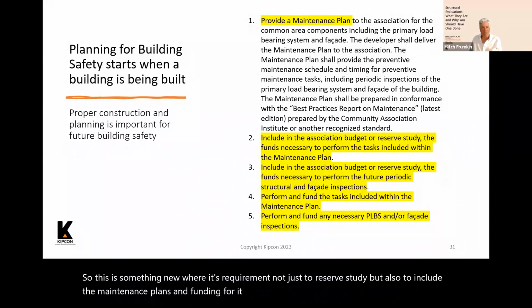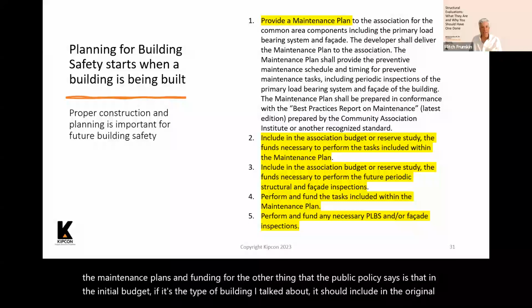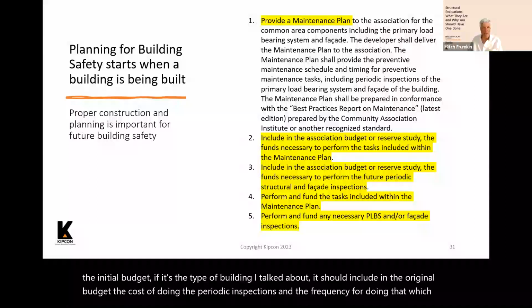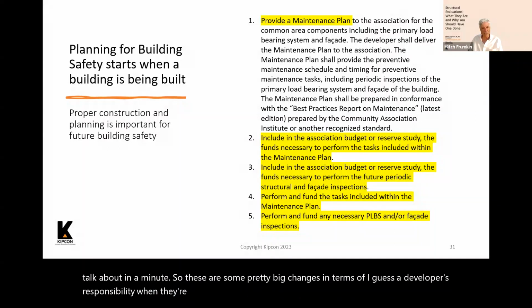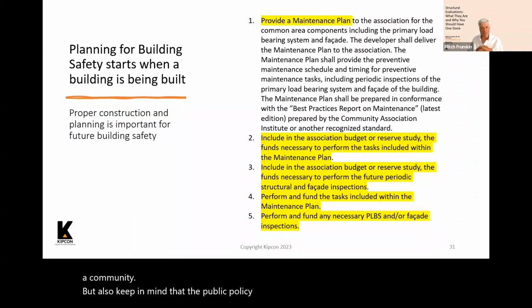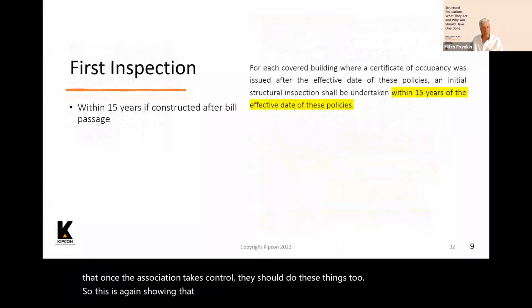The other thing that the public policy says is that in the initial budget, if it's the type of building I talked about, it should include the cost of doing the periodic inspections and the frequency for doing them, which I'll talk about in a minute. So these are some pretty big changes in terms of a developer's responsibility when they're putting together a community, but also keep in mind that the public policy and the recommendations of best practices are that once the association takes control, they should do these things too. So this again shows that building safety starts when it's built.